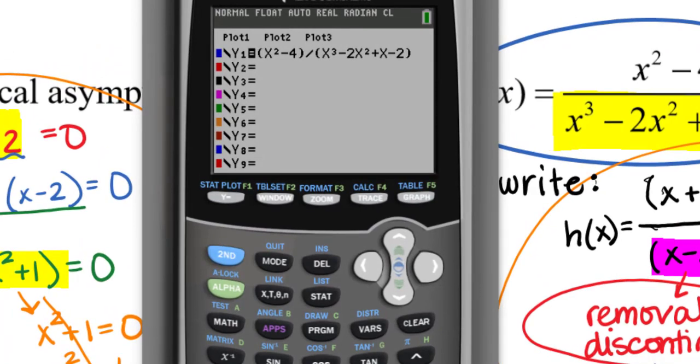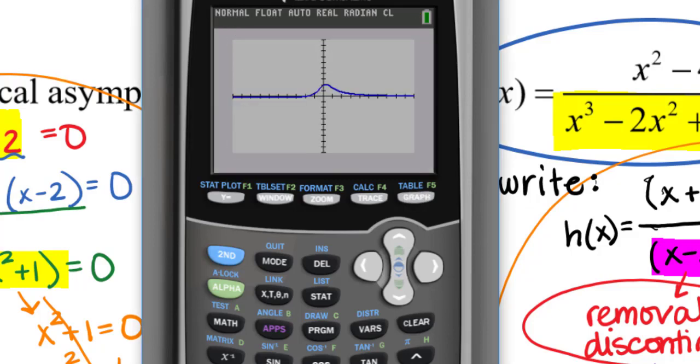All right, so in my y equals, I will type in this function. The numerator was x squared minus 4, so it's important that that all goes in parentheses. And then the denominator was x to the third minus 2x squared plus x minus 2, and again, the entire denominator goes in parentheses. Make sure you are typing in the original function, not the one after you've removed the factor, because you want to check to see, was that in fact a correct factoring and was that removable? You want to see what it looks like from the original function.